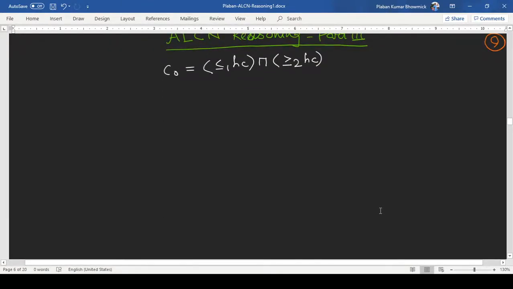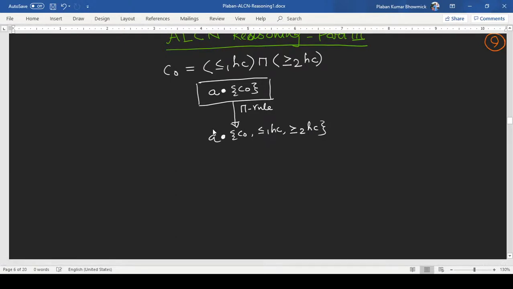And it is a very important ingredient of the algorithm. As before, we'll start with the assumption that there exists an individual A that belongs to the class C0, and very customarily we'll be applying the intersection rule. Now if we apply the intersection rule, we'll be having C0, less than or equal to 1 HC, greater than or equal to 2 HC, right?